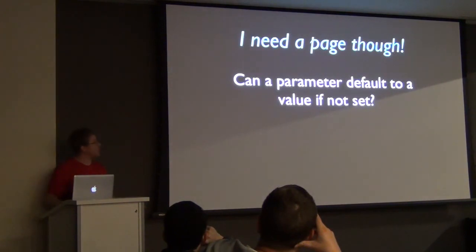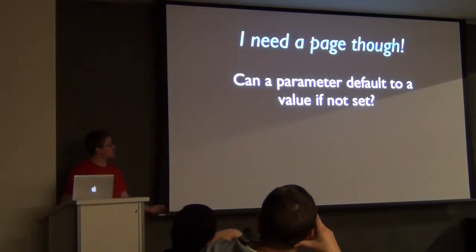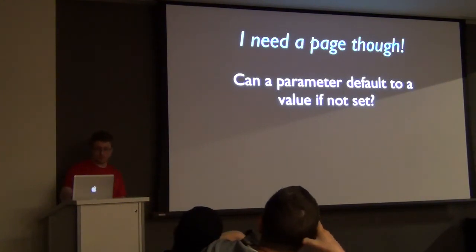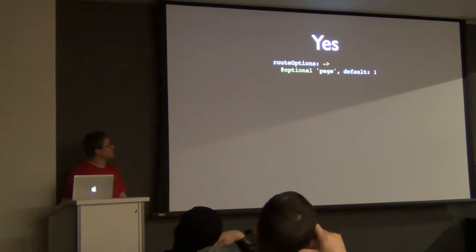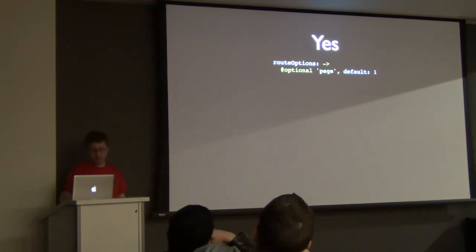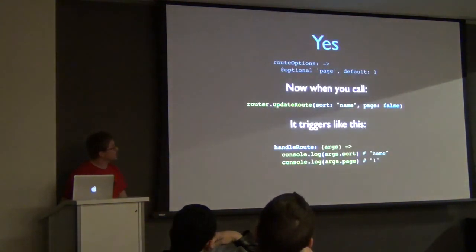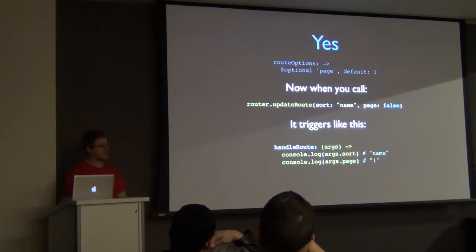So if you set a parameter to false, or if you don't have that set in the route, you want to be able to set a default value for it. And you can do that by specifying a default when you define the option. Then whenever you set it to false and it triggers handleRoute, the property on the argument will be the default, since it's not set in the route.